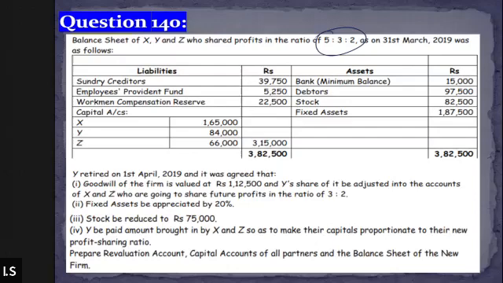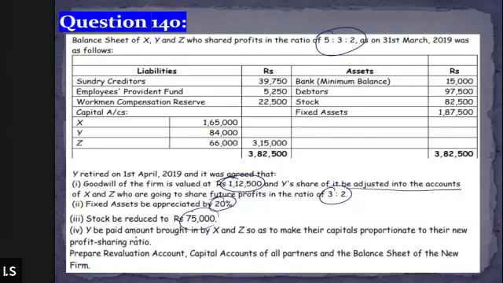Now the question is telling us that Y is retiring. At the time of retirement, the goodwill of the firm is valued at 1,12,500, and Y's share of it will be adjusted into the accounts of X and Z, who are going to share the future profit in the ratio of 3:2. Then the fixed asset is to be appreciated by 20%, and stock is to be reduced to 75,000.